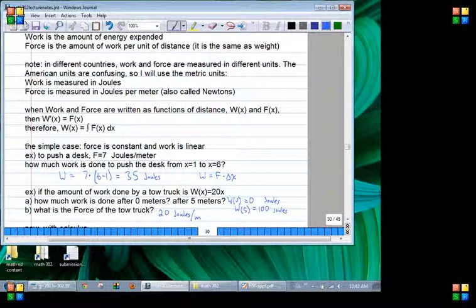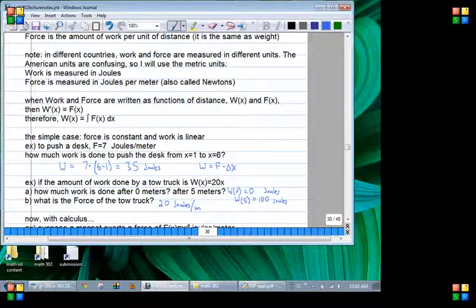Okay, so now obviously the sophisticated way to say we're going to find the force is just take the derivative of work. But the nice way to think about it, because it's just the linear case, is to know that work equals force times distance. But of course you can only do that in the linear case. So the force is 20. Okay, now we're going to kick this up to calculus.